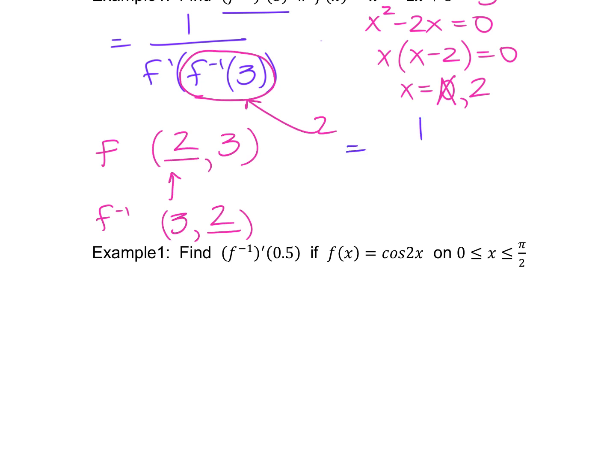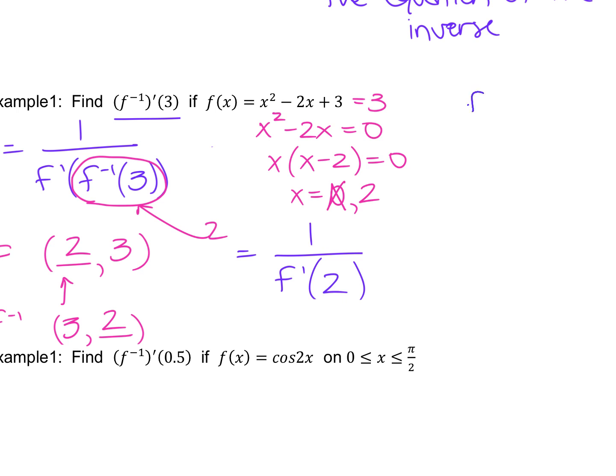The next step says I now need to do the derivative at that number I just found. The derivative at 2. Now this is not the derivative of the inverse, this is just the regular derivative. So what is the regular derivative of this function? 2x minus 2. And I can take that and plug in the number 2. If I do f prime at 2, I get back out what? 2. So my official answer to this entire question is 1 over 2.